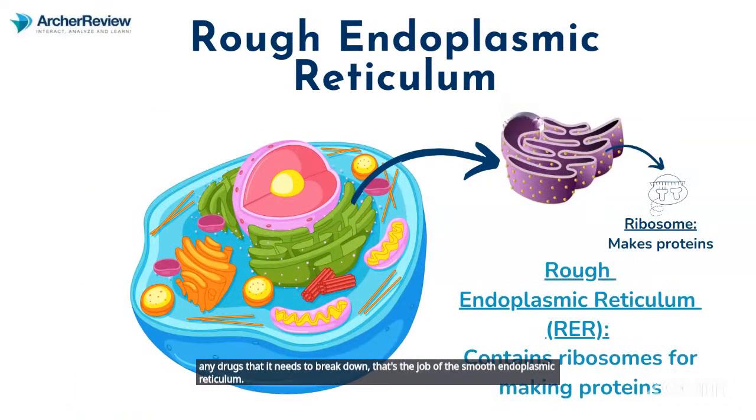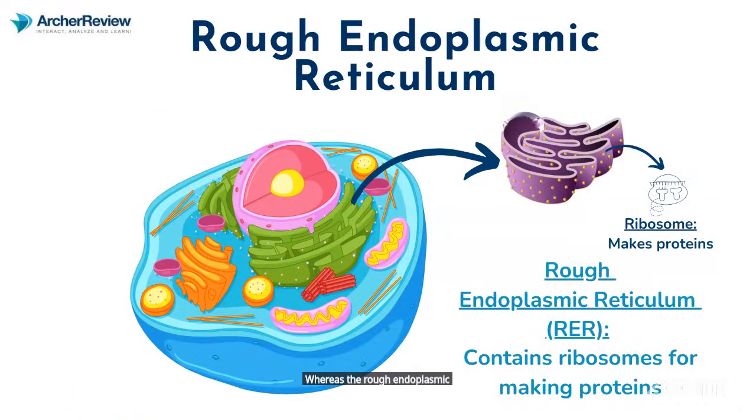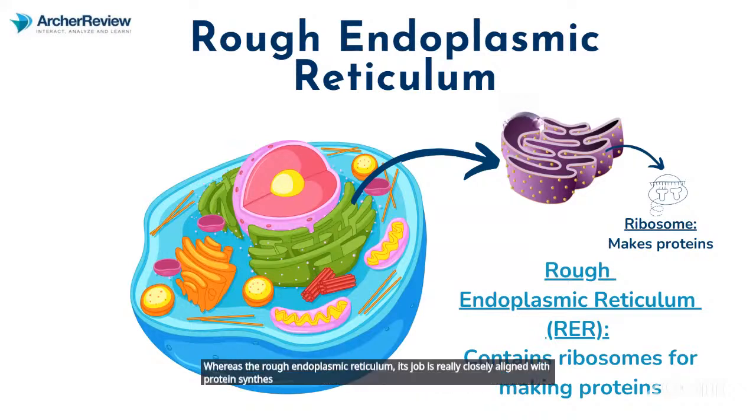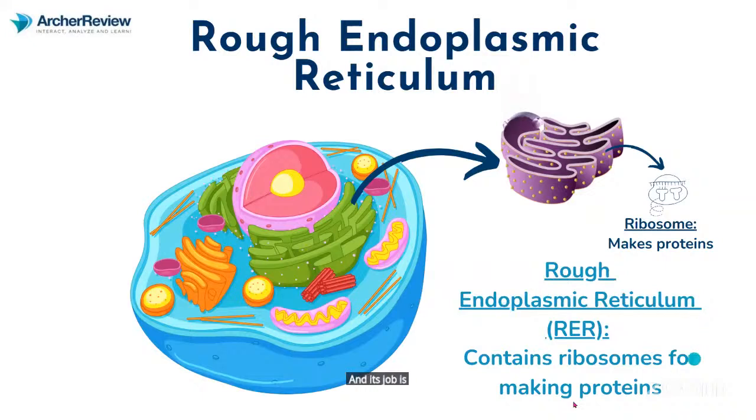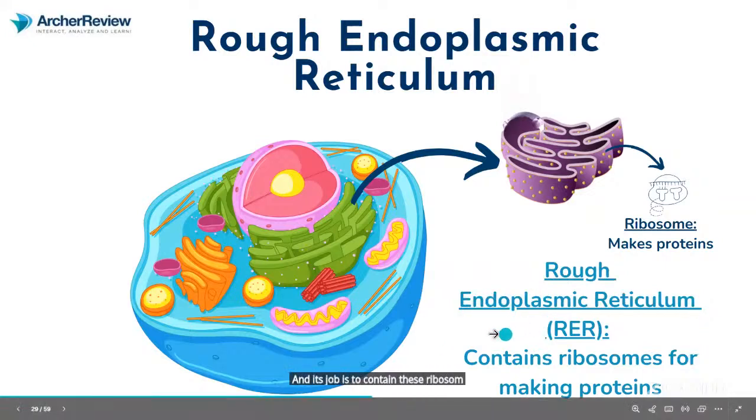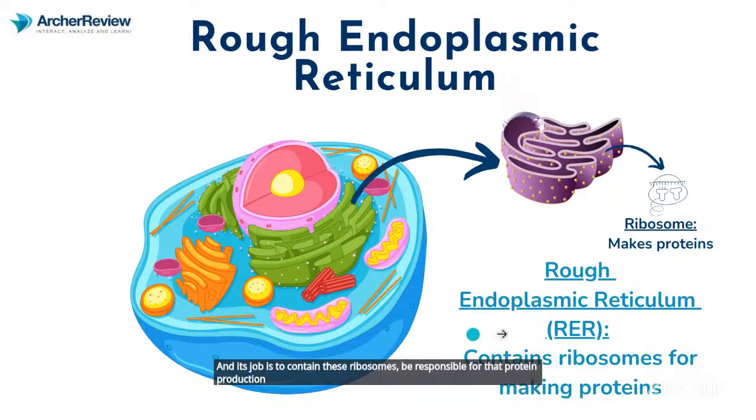Whereas the rough endoplasmic reticulum, its job is really closely aligned with protein synthesis. Protein is our superstar macromolecule. And so rough endoplasmic reticulum is studded with all these ribosomes. And its job is to contain these ribosomes, be responsible for that protein production because of the ribosomes that are on there.